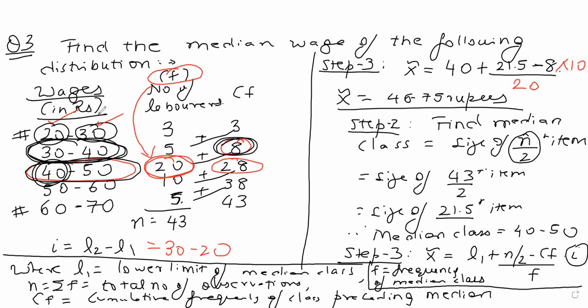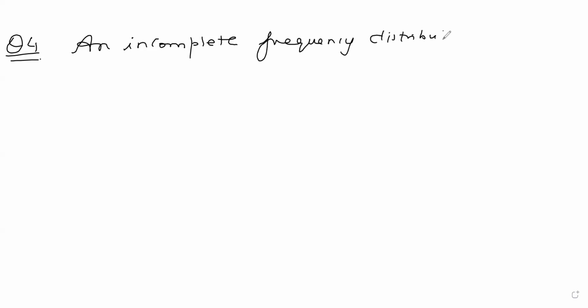Now let me do one last question for practice for median, question number 4. An incomplete frequency distribution is given as follows. So we are given the variables.